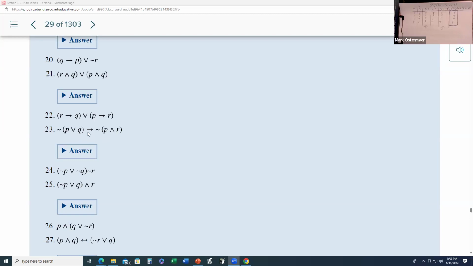Order of operations. What would I do first here? Well, we got to do the parentheses first. So we do the or, P or Q, and then we do Q and R. Yeah, that's first. Then what would we do after that? After the parentheses, the negations. Negations outside the parentheses. And then in the end, you do the if-then.